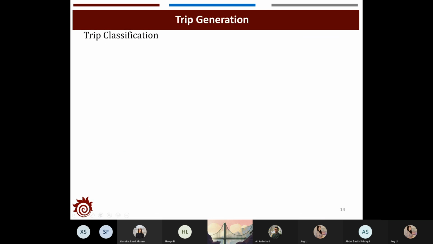And the next thing we want to consider is how we are going to classify those trips. We have some definitions about the trips, but the other thing is how we classify them. We classify them based on the purpose of the trip, based on the time of the trip, and so on. This kind of classification is applied for us to determine different trip tables with respect to different purposes and different times of the day.